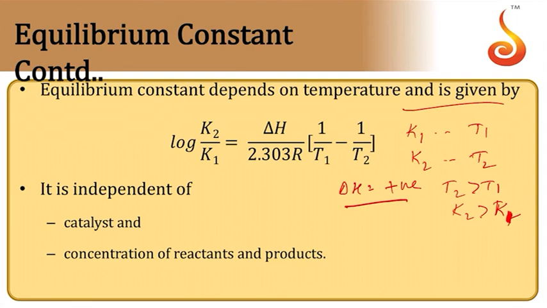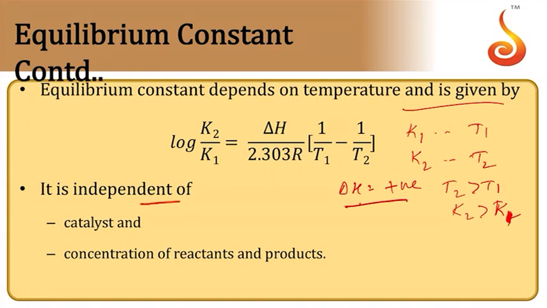And for an exothermic reaction, it is going to be opposite. Delta H is negative, and if T2 is more than T1, then automatically K2 will be less than K1. So remember, for an endothermic reaction, delta H is positive. At a higher temperature, you are going to get a higher equilibrium constant.